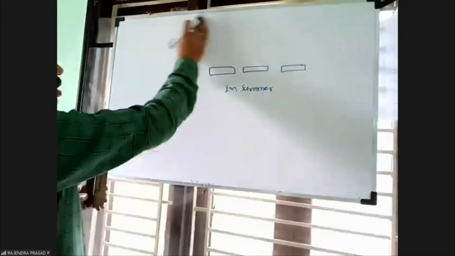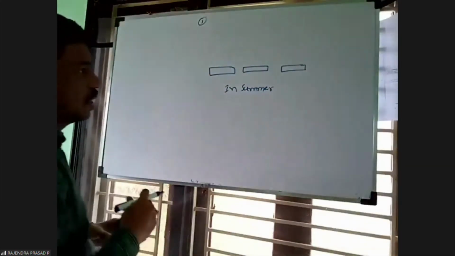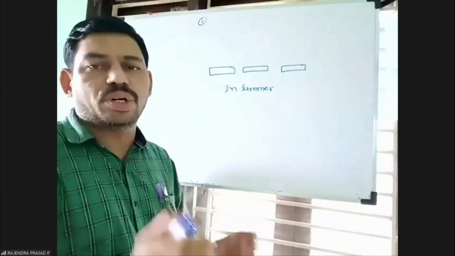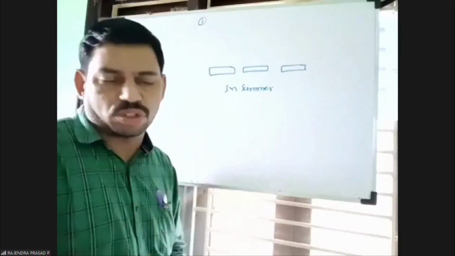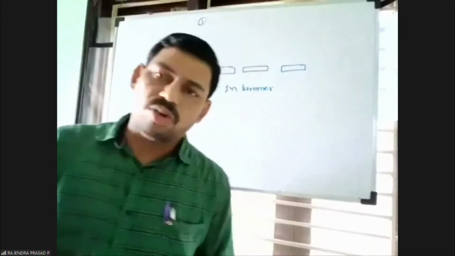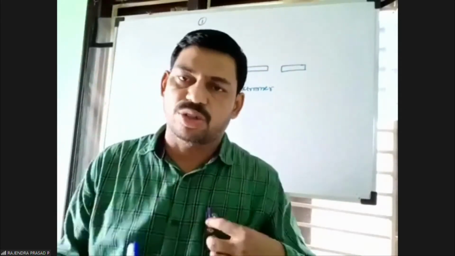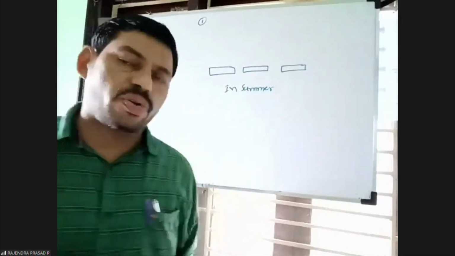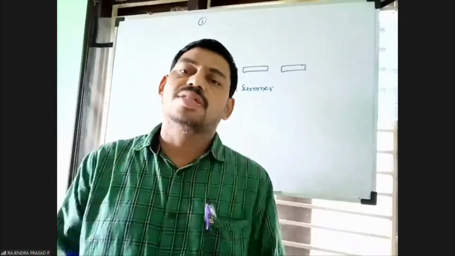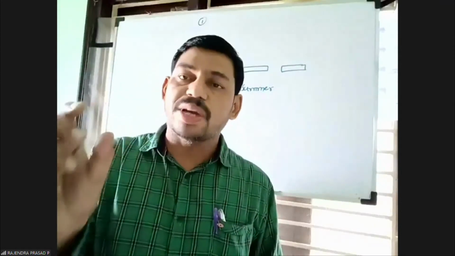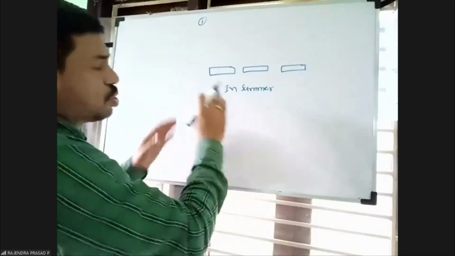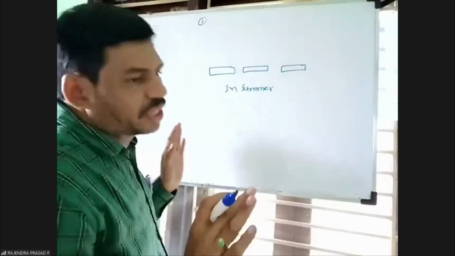This is a very general application. The first one is: a small gap is left between two successive railway tracks. This is a 2 marks question. Why? In summer season, to allow the expansion linearly.